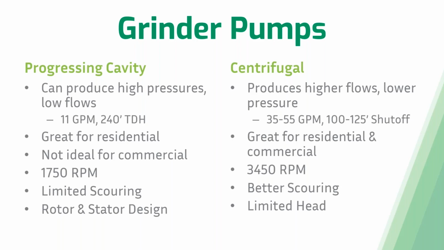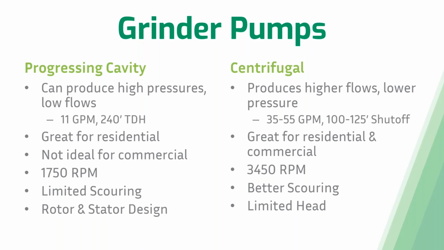On the other hand, you have centrifugal pumps. These pumps produce higher flows compared to progressing cavity models, but output lower pressure. Typically you're going to see between 35 to 55 GPM with our 1 and 2 horsepower centrifugal pumps, and the shutoff head is around 100 to 125 feet. So not as much pressure, but definitely much higher flows.